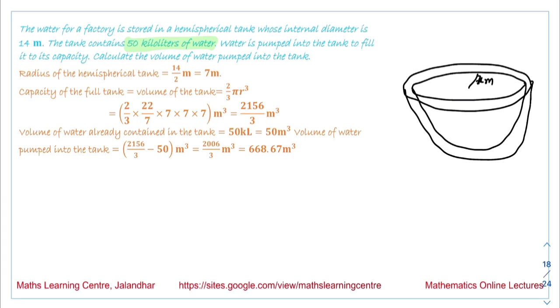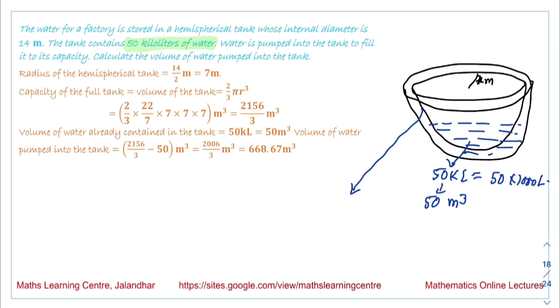So water is pumped into the tank to fill to its capacity. Calculate the volume of water pumped into the tank. So what we are saying is that the already existing level of water is 50 kiloliter. 50 kiloliter means 50 into 1000 liter, and this value comes out to be 50 meter cube. So what we have to calculate now is the volume of this whole tank.